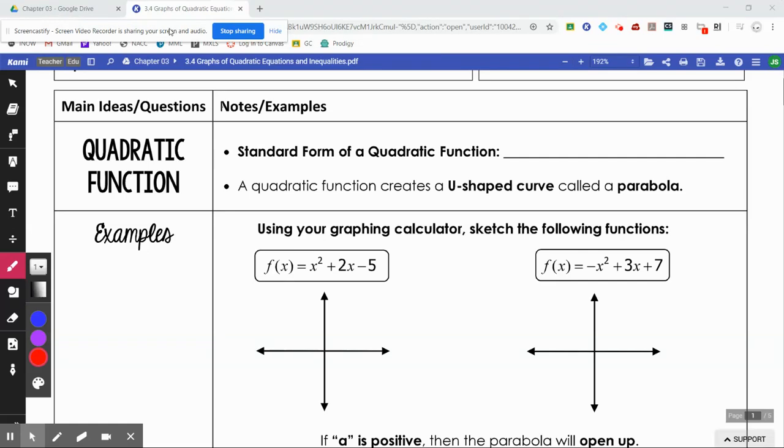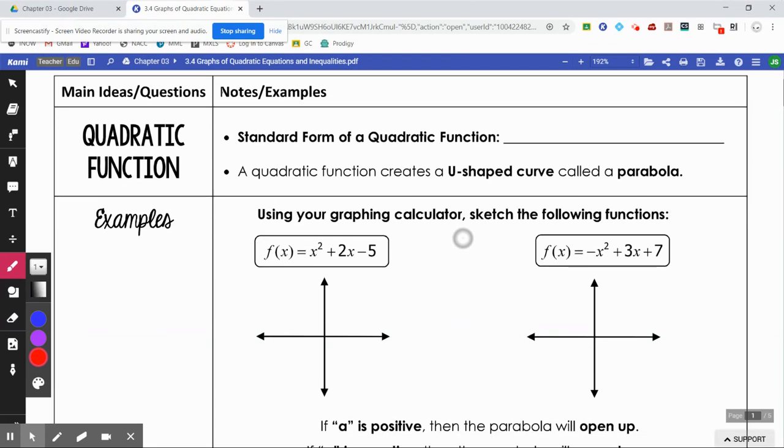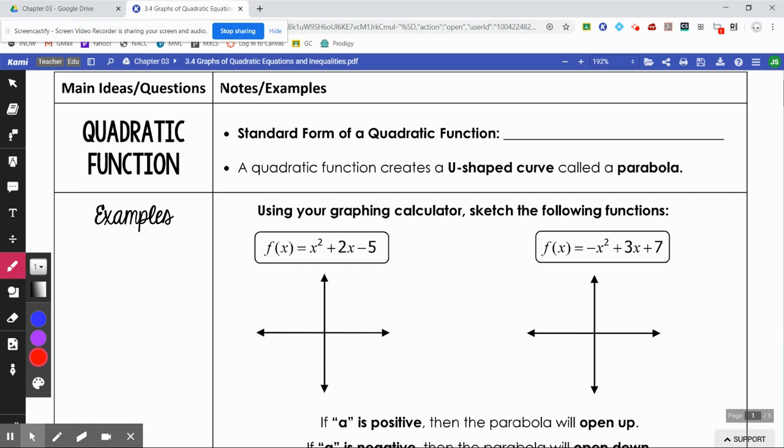Okay, in this lesson, we're going to be talking about quadratic functions. And a quadratic function, what we mean by that is any function of the form y equals ax squared plus bx plus c.